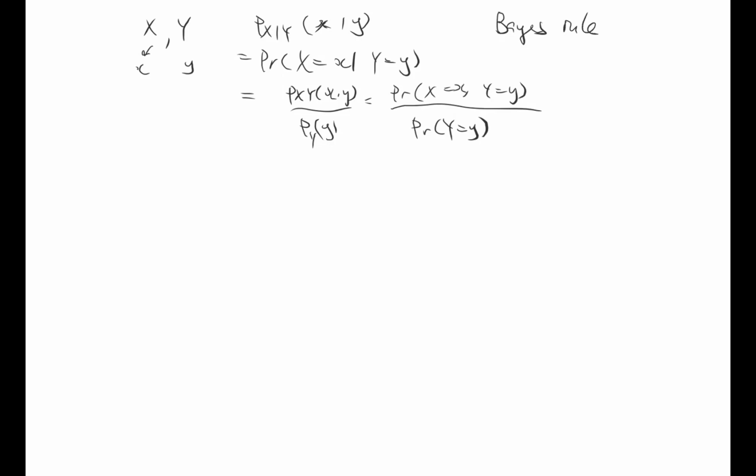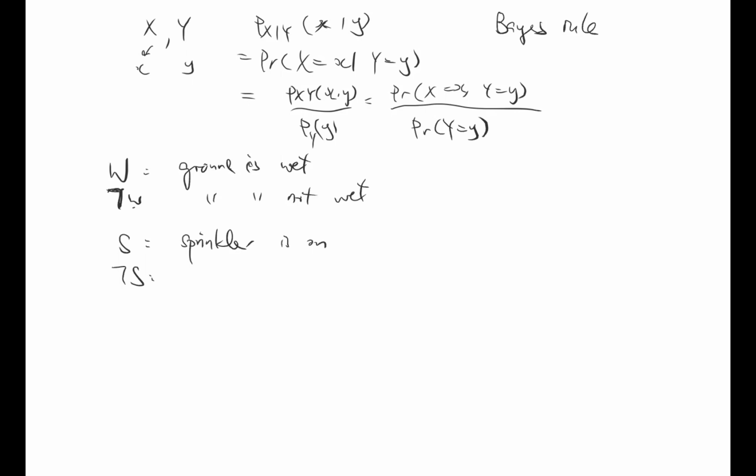Let me give a numerical example as follows. Let's say I have a random variable w, which refers to whether the ground is wet, say tomorrow. Then not w, and I'm not sure you have seen this symbol before. In logic it means the negation of w, so it's like the ground is not wet. And then maybe I have the sprinkler event, which is basically the sprinkler is on, and not s is basically the sprinkler is not on.